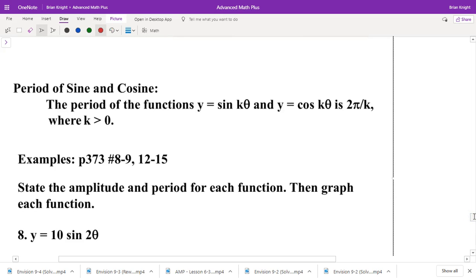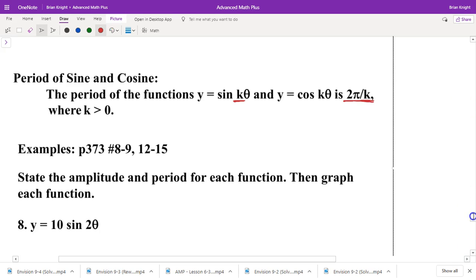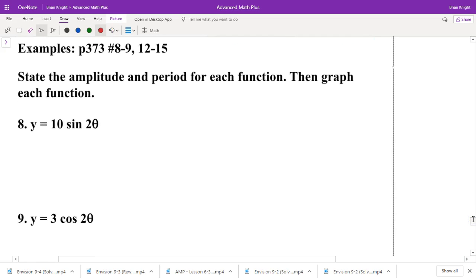The period you get from whatever number is in front of the theta. Now, that's not the period. The period is not k. The period is actually equal to 2 pi divided by k. So you have to do a little figuring. The amplitude, you can just look at it and know. The period, you have to do a little math. So let's try a few, and we'll have fun for the day.